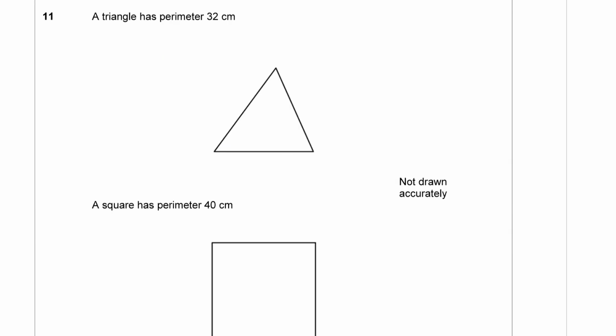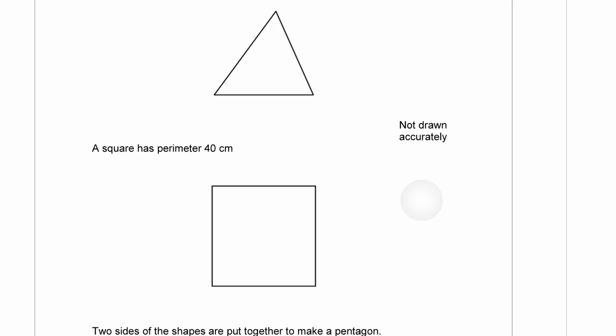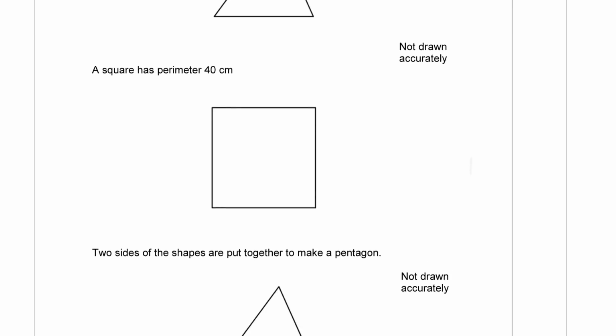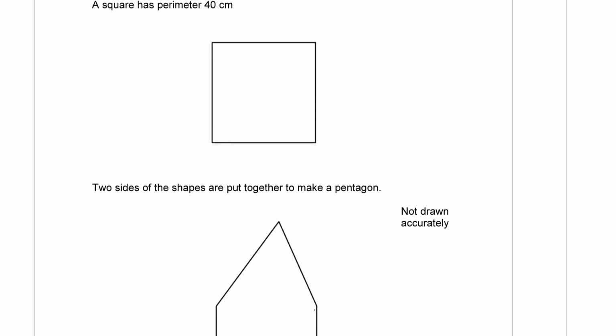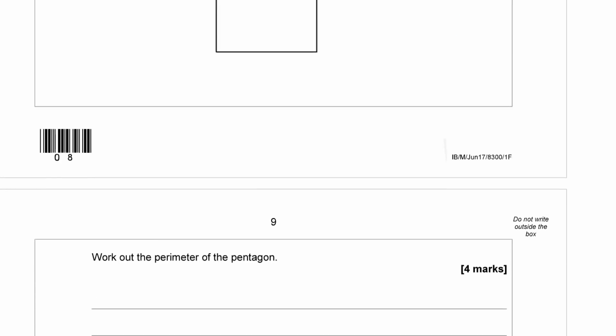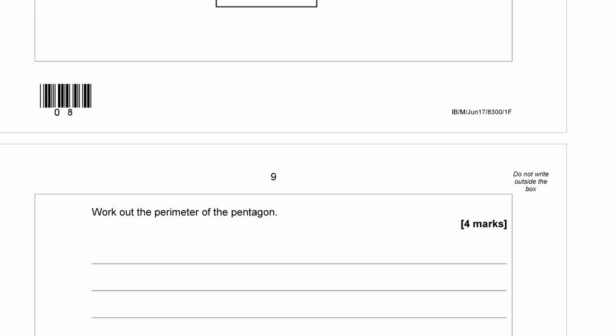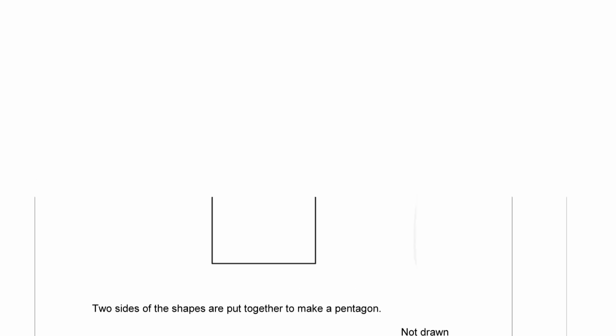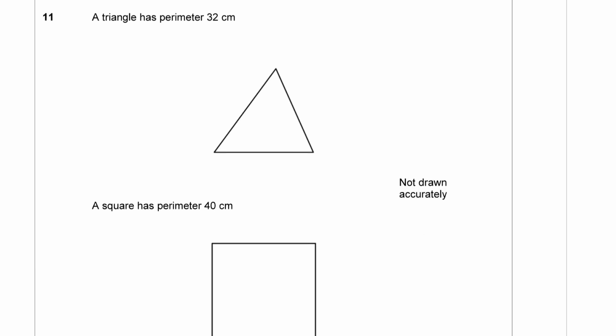Question 11. A triangle has perimeter 32 centimeters, a square has perimeter 40 centimeters, and the two shapes are put together to make a pentagon. Okay, the question is on the other page, and it says work out the perimeter of the pentagon for 4 marks. Okay, so the perimeter of a shape is the distance all the way around the edge.